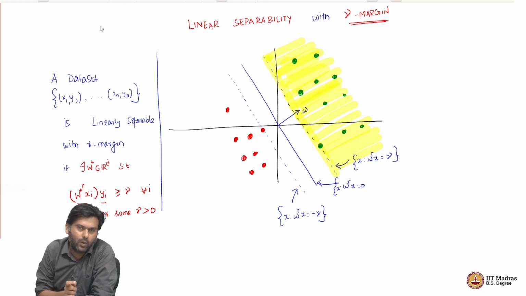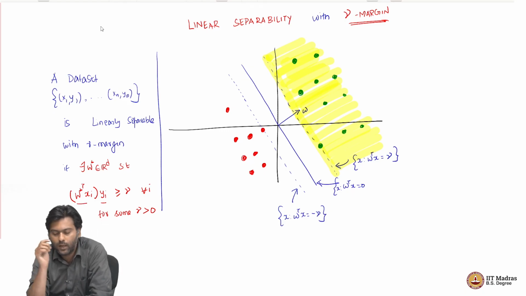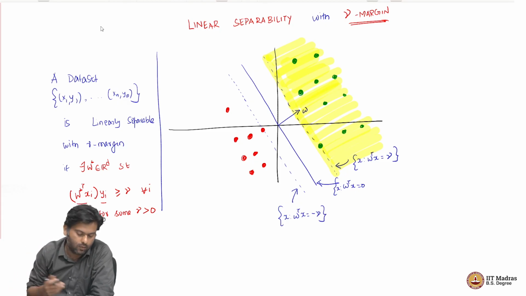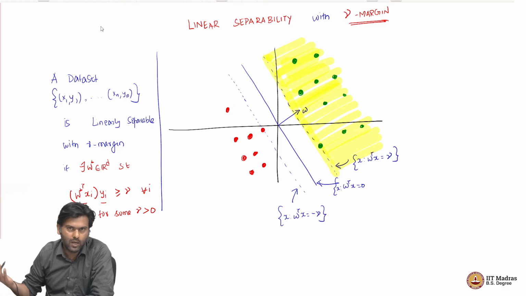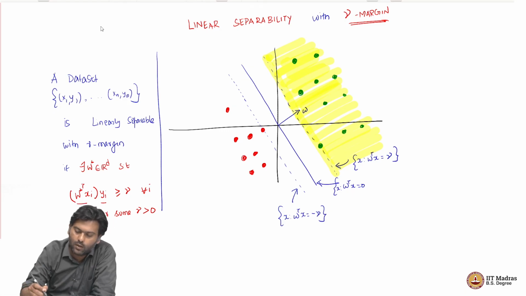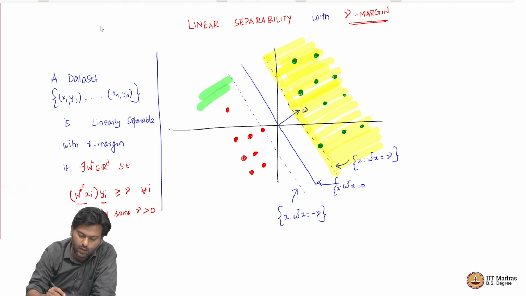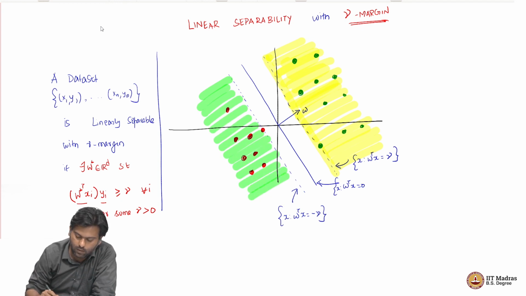Now when I multiply it by Yi, whenever Yi is 1, it better be in this yellow shaded region, and whenever Yi is minus 1, W star transpose Xi into minus 1 is greater than or equal to gamma. Equivalently, W star transpose Xi is less than or equal to minus gamma, which means that all the points which are labeled minus 1 in my data set must be on this side. Of course, this also includes the line W star transpose X equals minus gamma.